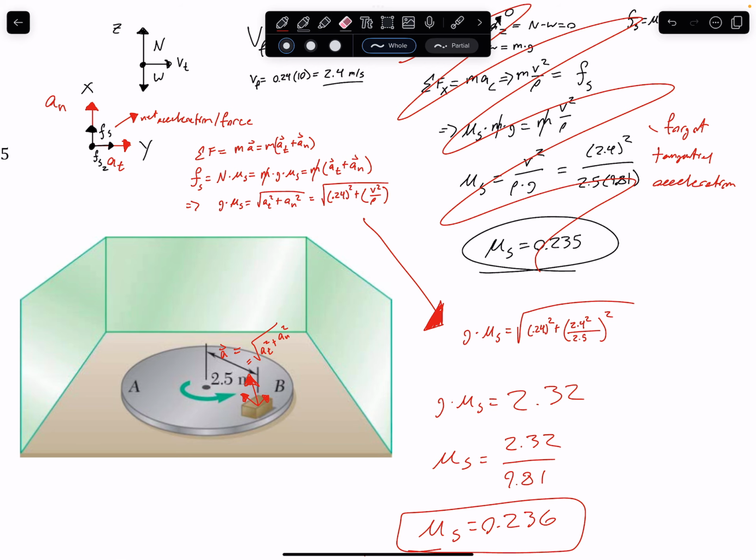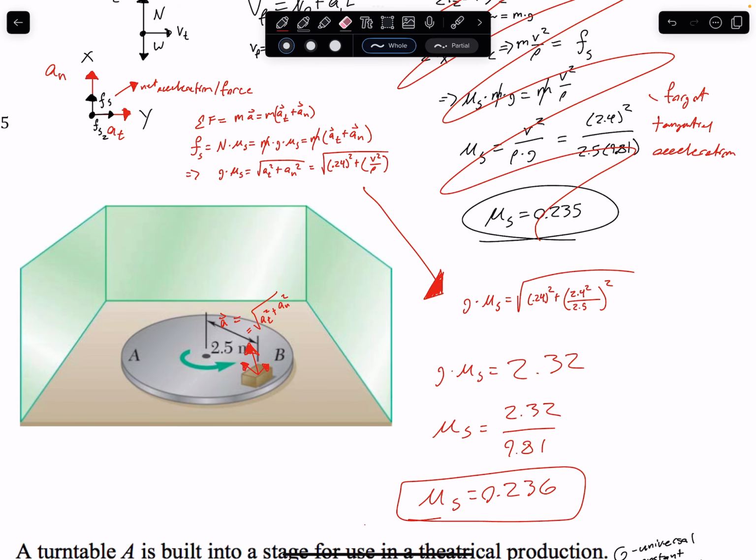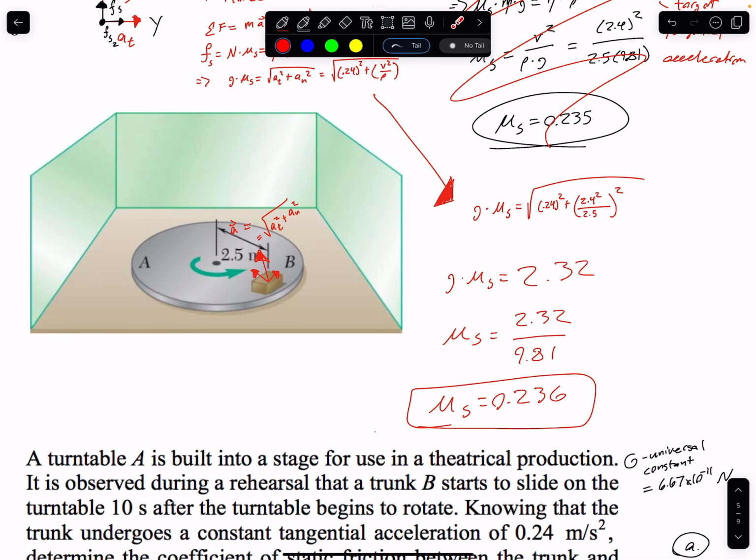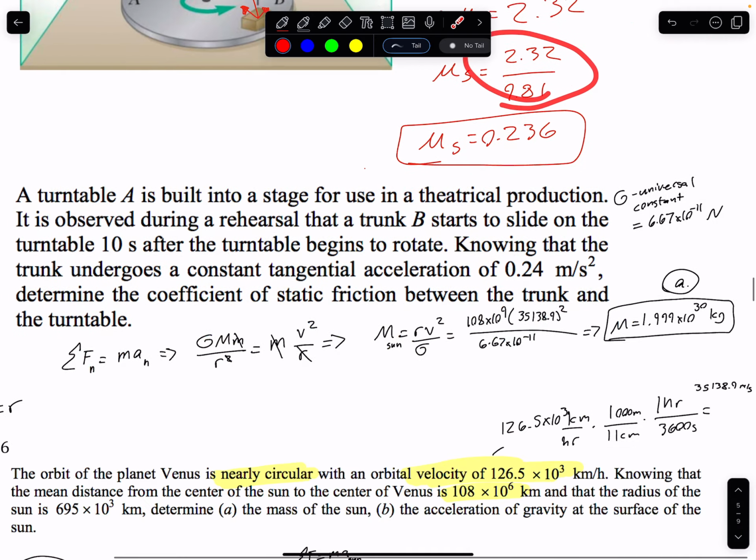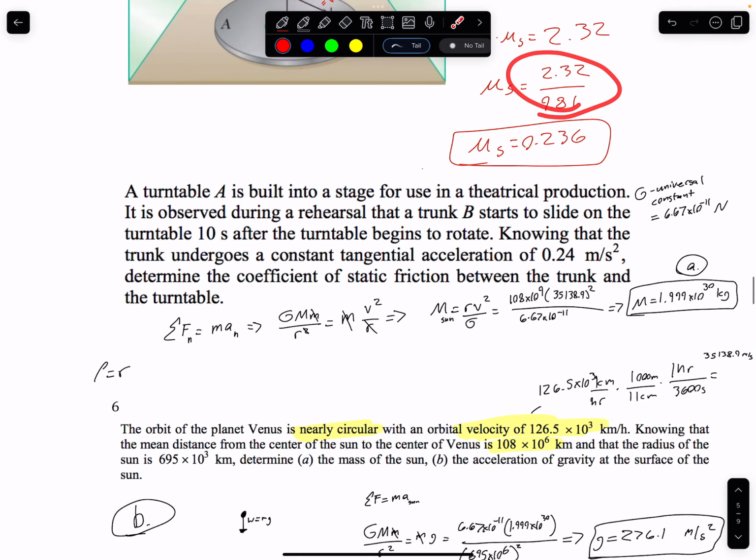As you can see, if you square 0.24, you end up with a very, very small number. So it doesn't really add that much to it, but it does add a little bit, especially after you divide it by nearly 10. So, yeah.